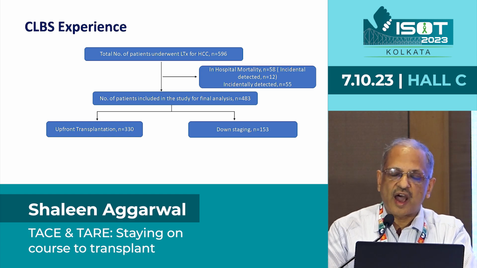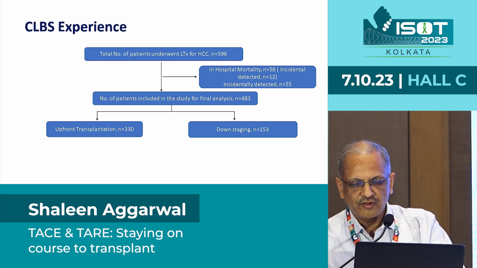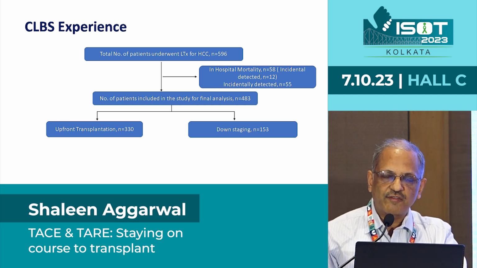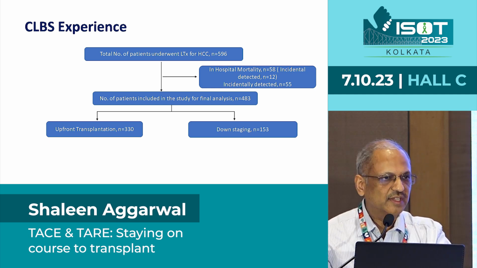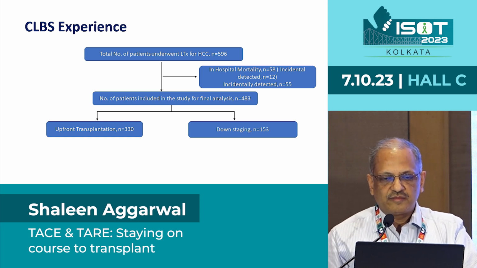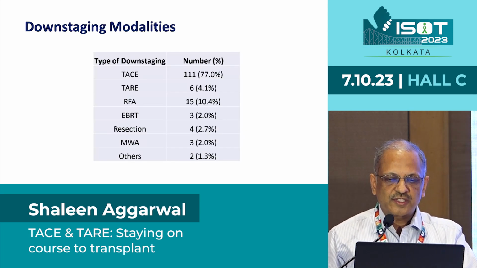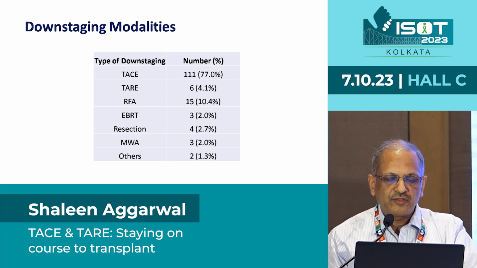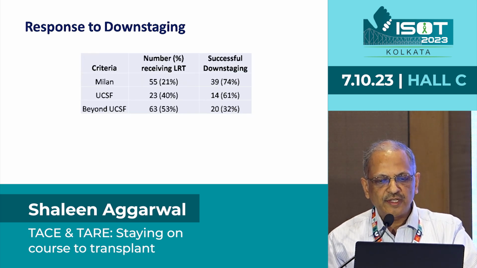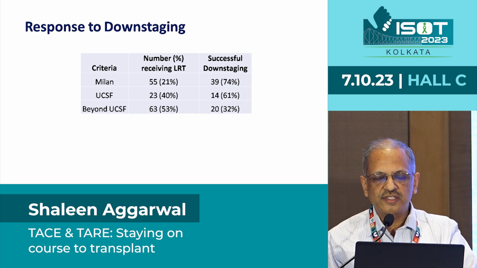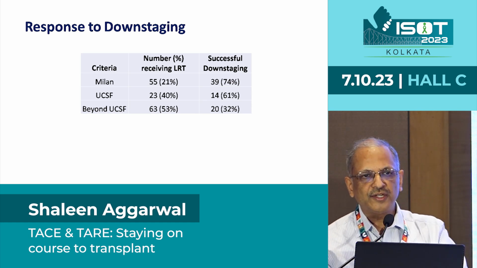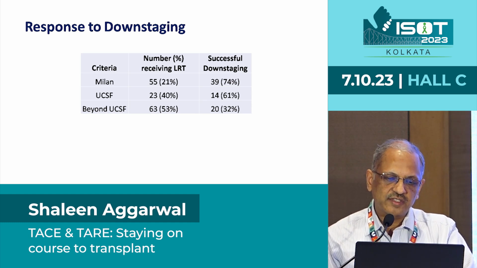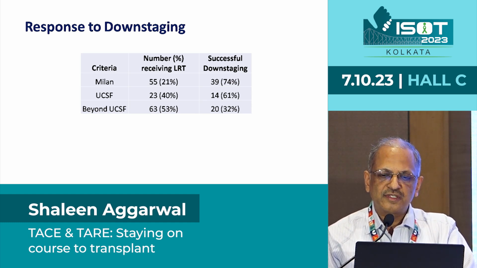One slide is missed. This is our data that I published. I think one slide got lost somewhere. So this is data on nearly 600 patients that we have transplanted for HCC over the last 15 years. And 80% of these patients underwent TACE. And when you talk about the different criteria, 20% of patients within Milan received downstaging, and successful downstaging, that is complete or partial response, was 74%. For UCSF, 40% received downstaging, with a 61% success rate.